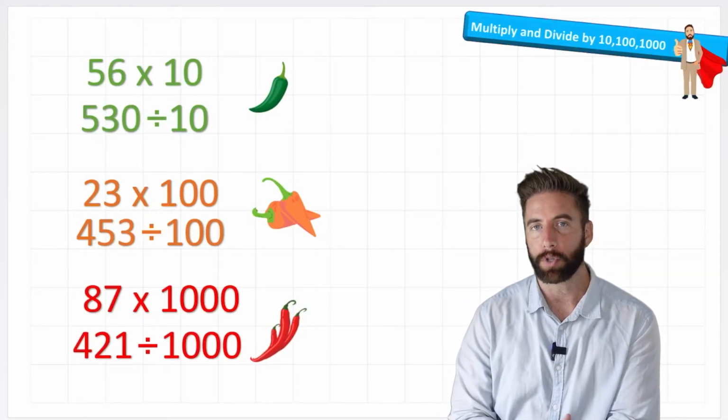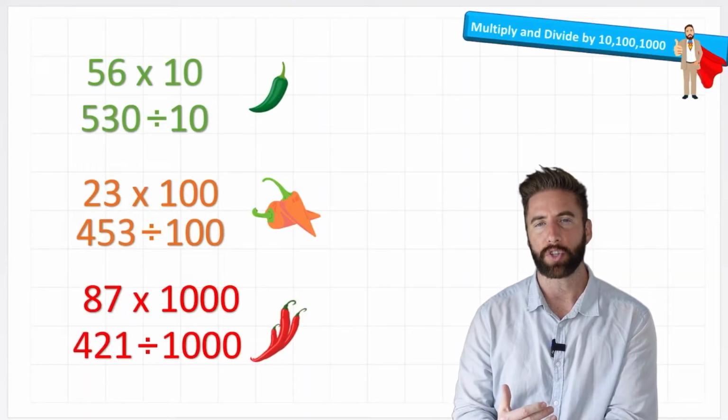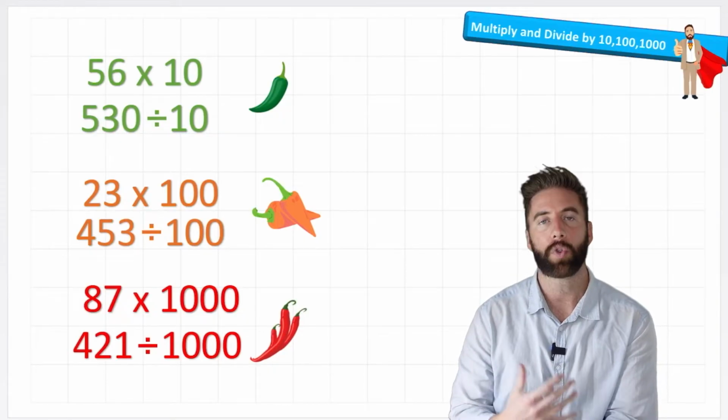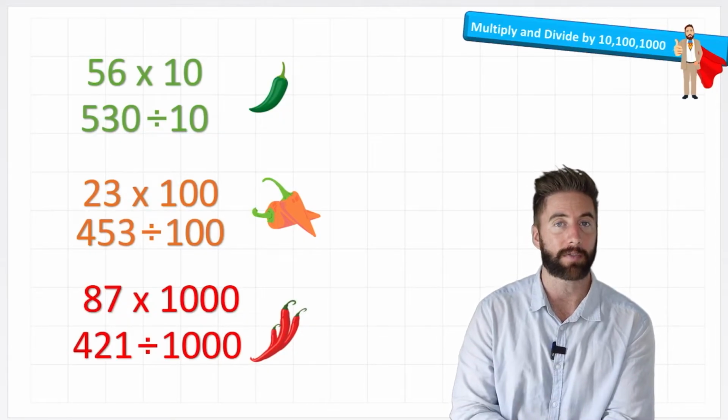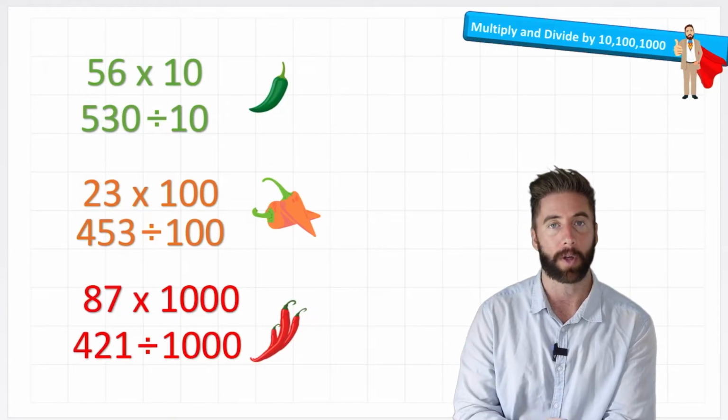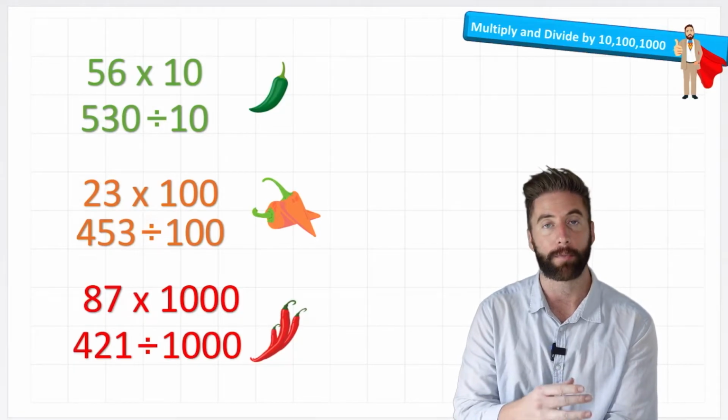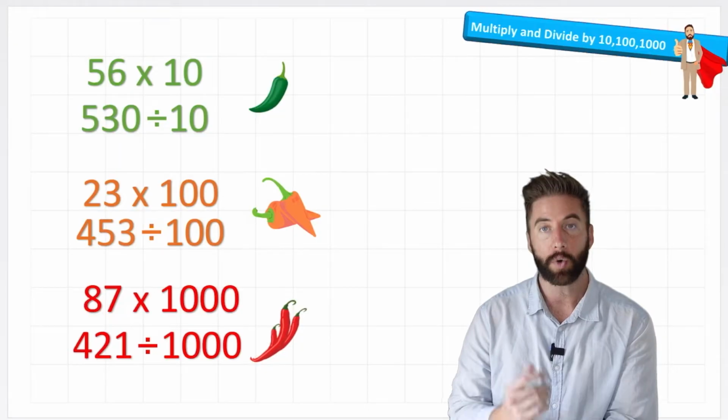So what does it mean to multiply by 10, 100 and 1000, and why are we grouping this into one lesson? Well, the reason we do that is because these are a special set of numbers that are actually quite easy to multiply and divide, so therefore learning a little trick or a method to do this is going to be very, very helpful. So what is that method?